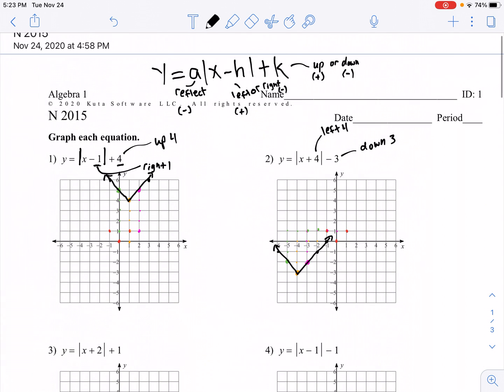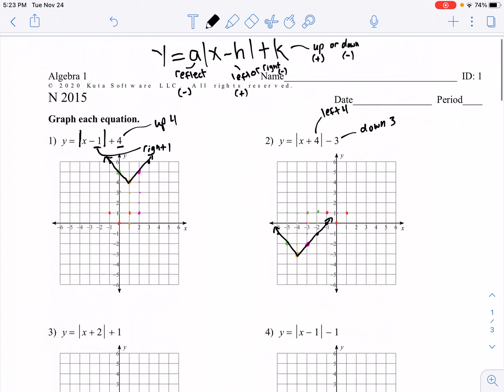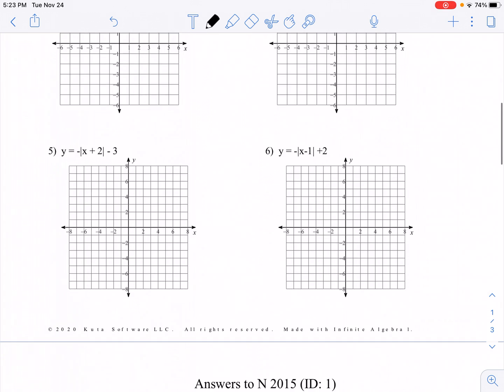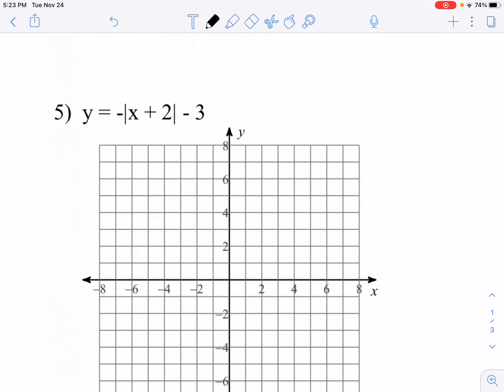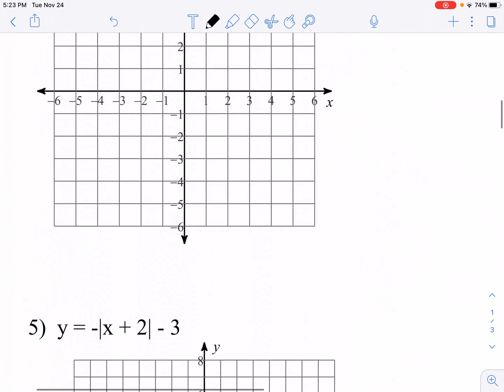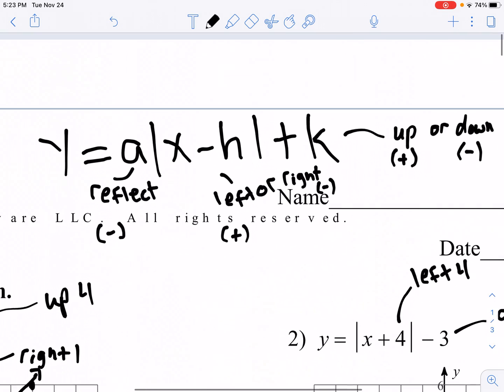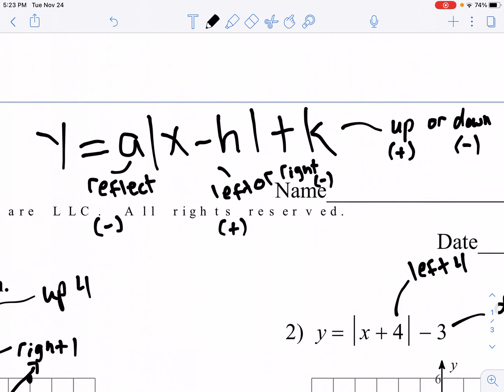Okay, so we just need to be able to recognize the transformations in our equations, whether we're going left and right, up and down, and then move our key points accordingly. And we'll do those two in class. Now, the other thing I want to point out to you is what happens if we have that a value. So remember that a value in front being multiplied. That's when we're talking about reflection, okay?